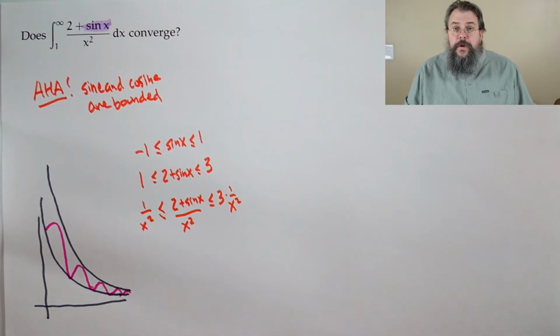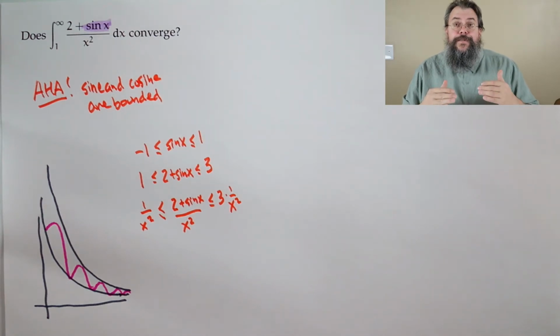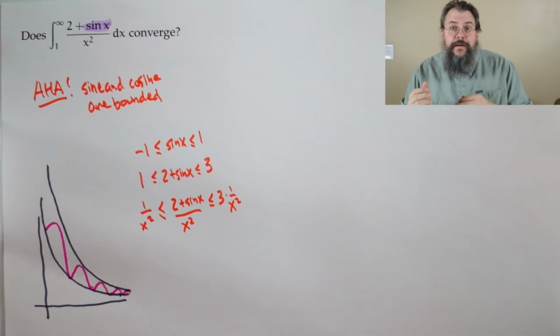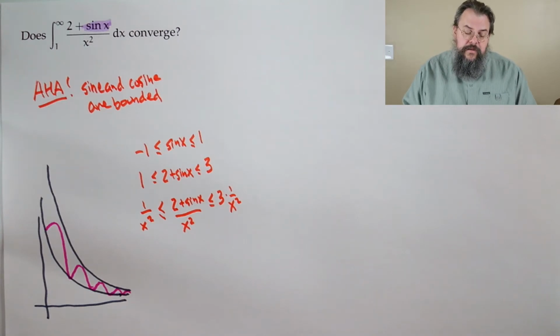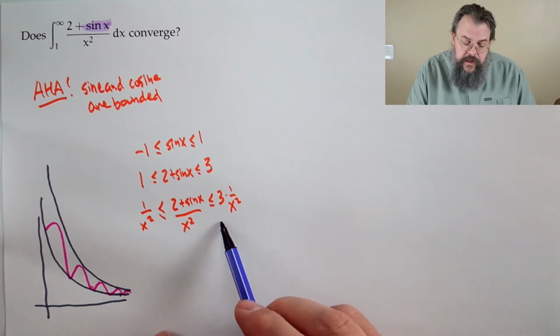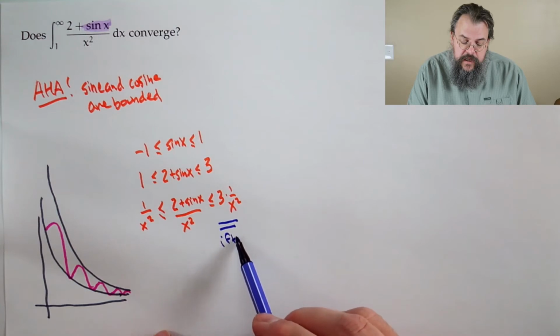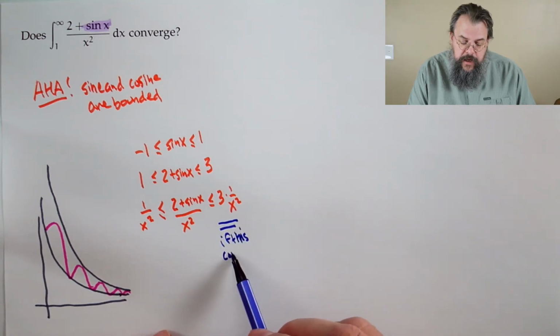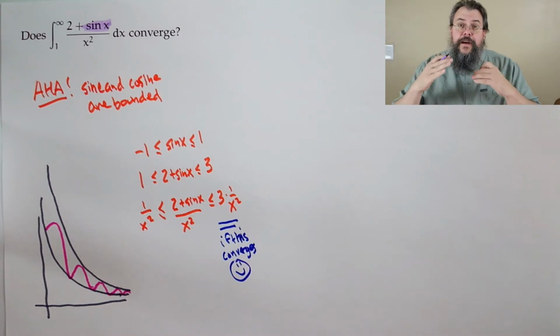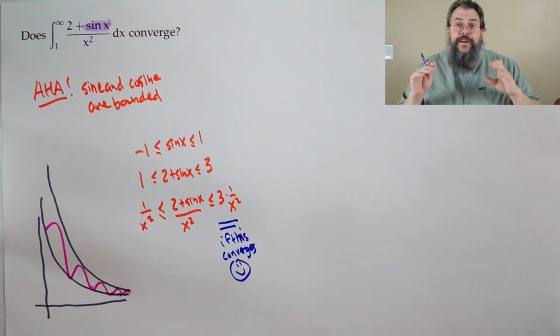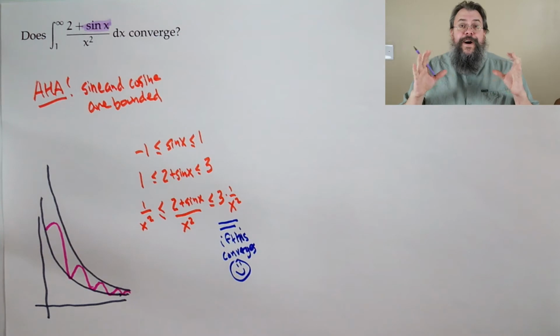For that, we look at the comparisons, right? We have something below, we have something above. If we think the answer is yes, it converges, then what we should focus on is the top. So if this converges, then we're happy, right? Because we're below something which converges, and that means that we also need to converge. Because converging, really you should think of it as being finite.